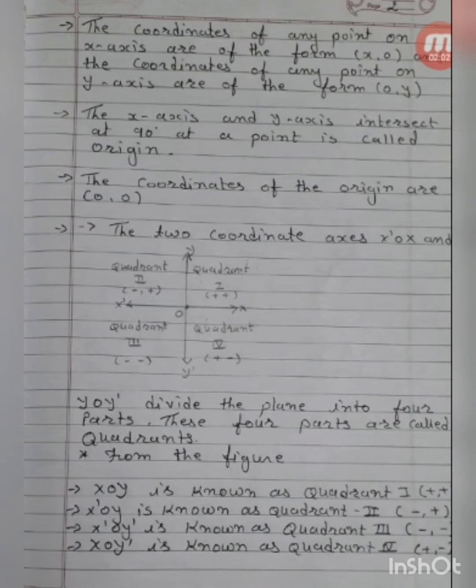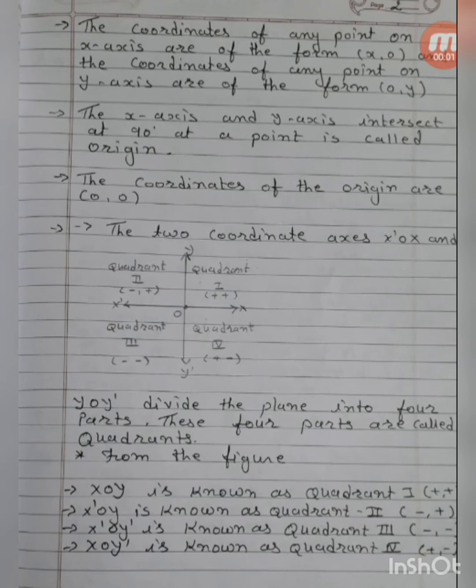Next, the coordinates of any point on the x-axis are of the form (x, 0) and the coordinates of any point on the y-axis are of the form (0, y). The next point, the x-axis and the y-axis intersect at 90 degrees at a point called the origin. The coordinates of the origin are (0, 0). Here the x-coordinate and y-coordinate of the origin are 0, 0.